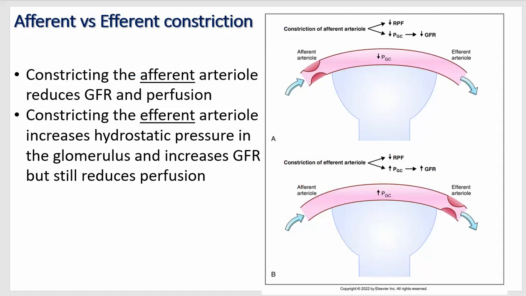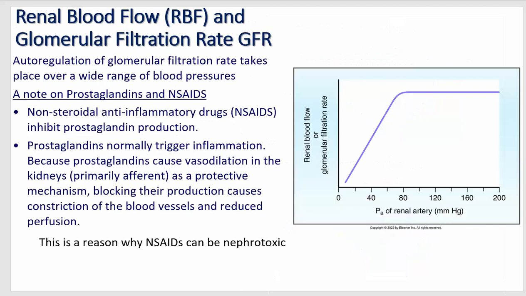I promise we're going to get done with this. Okay, so afferent versus efferent constriction. This is kind of saying the same thing. Afferent constriction is going to decrease the flow and decrease GFR. If we only constrict the efferent, it's going to increase GFR. So this is a picture representing the same thing in a different way. We don't need to spend a lot of time with this.